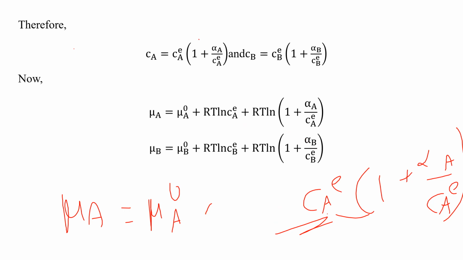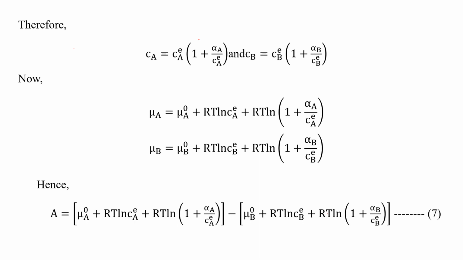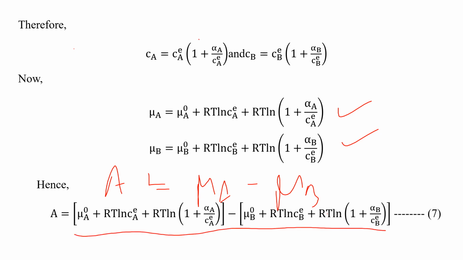Similarly you can write for nu B also. When you are writing for nu B, you will be getting the value as given in this slide. So chemical potential have been found for A and B. Now we know what is A. A is equal to nu A minus nu B. We have already got nu A and nu B values, so we are subtracting both the values. Here is that equation. This can be written in such a way. Please note down this equation.